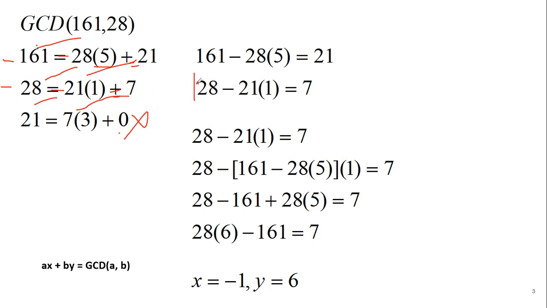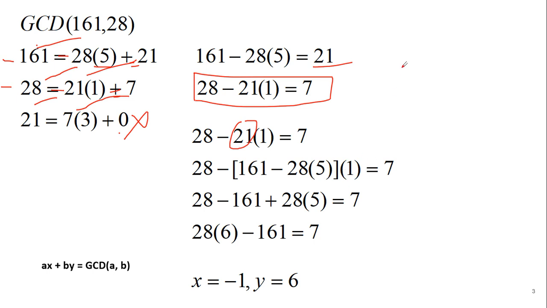So we start with this equation. Here 28, 21, 7 are all variables, and whatever is in brackets are coefficients, and we always substitute for the variables, not for the coefficients. Now here 28 minus 21 is equal to 7. The available variable is 21, so instead of 21 we will replace it with 161 minus 28 into 5. So 28 minus, instead of 21, this whole expression will be replaced, that is 161 minus 28 into 5.